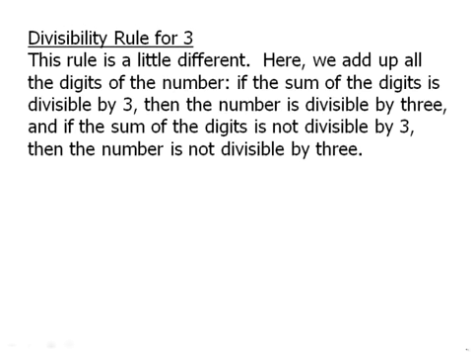Now divisibility for 3. The test loves this rule. This rule is a little different. Here we add up all the digits of the number. If the sum of the digits is divisible by 3, then the number is divisible by 3. And if the sum of the digits is not divisible by 3, the number is not divisible by 3.